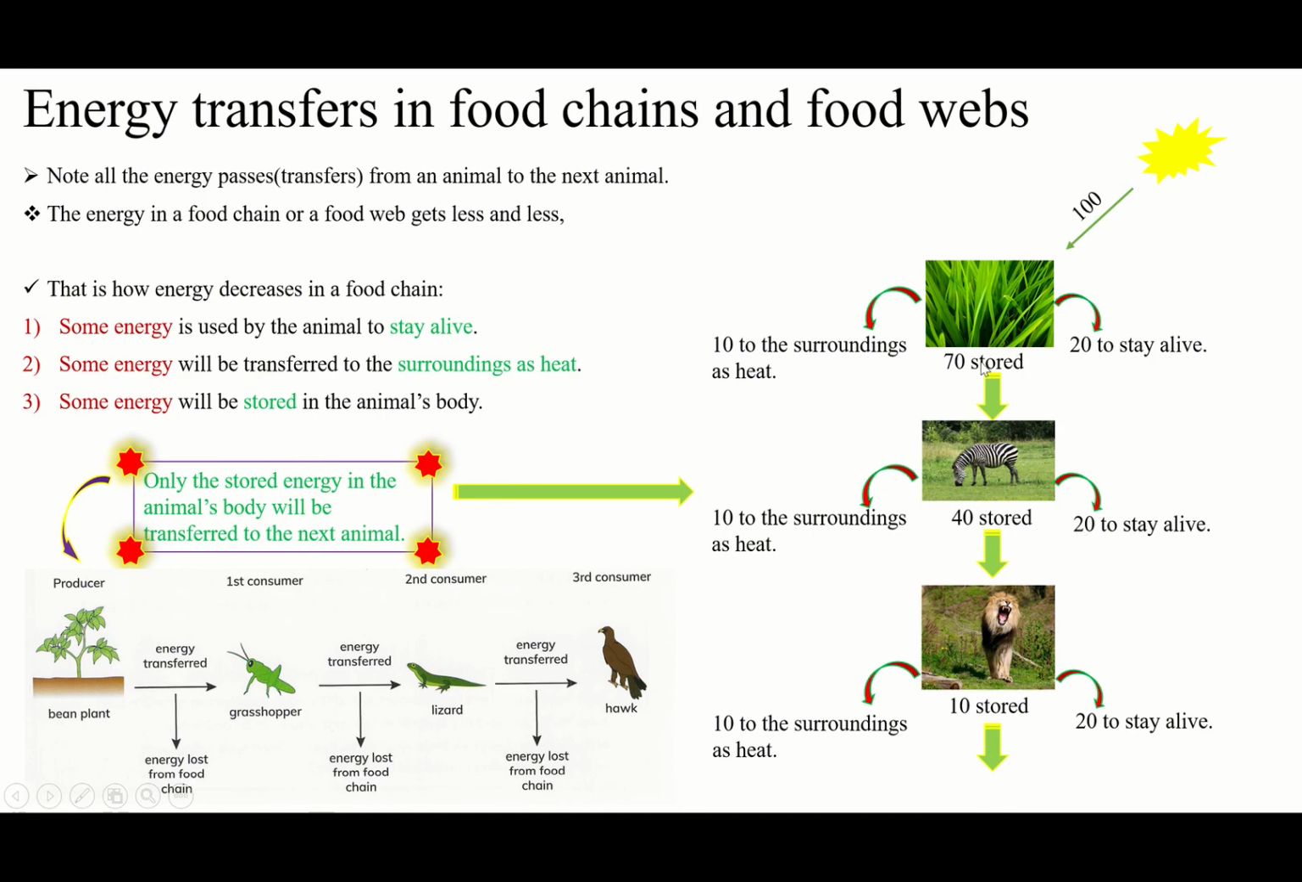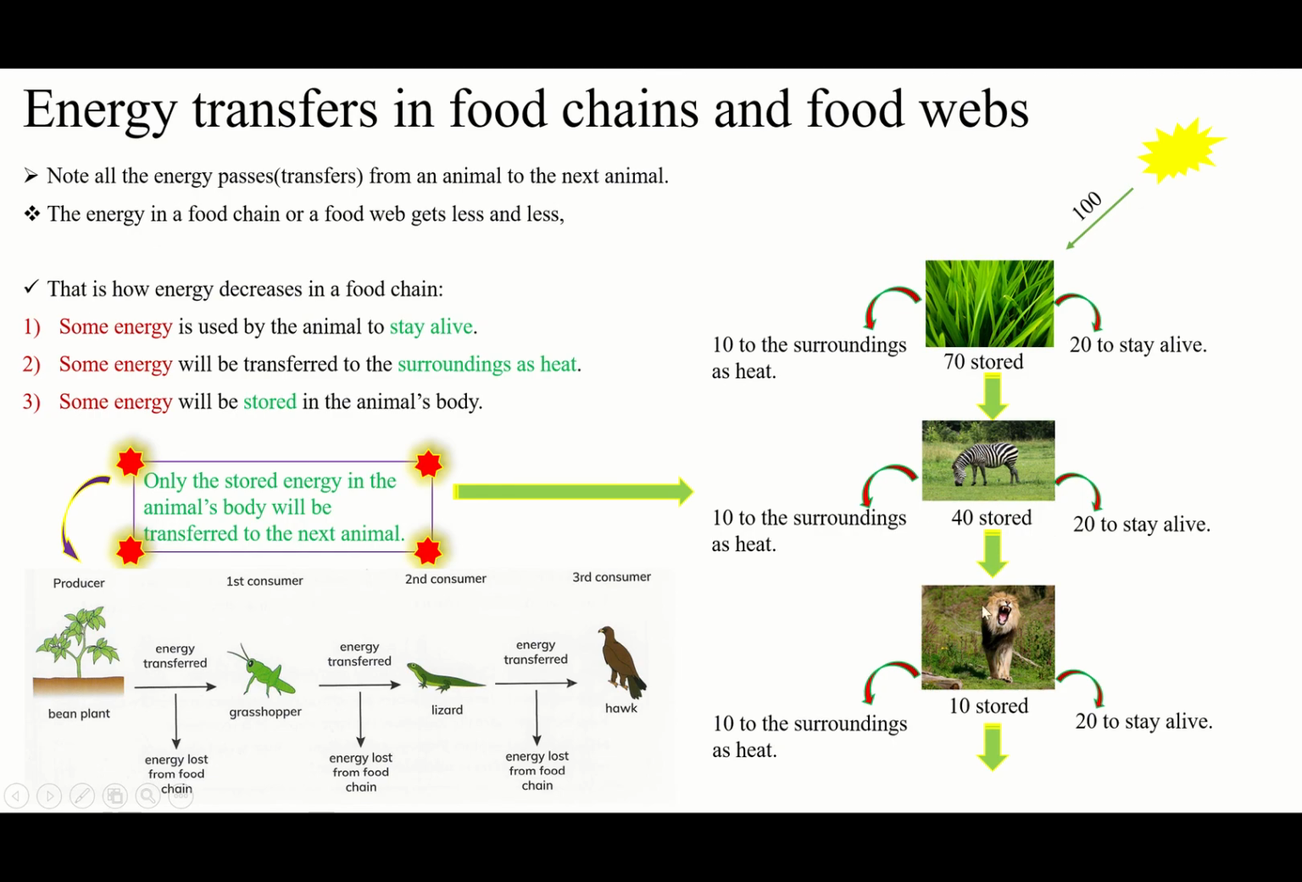The zebra will get 70 energy, 20 for staying alive, 10 for the surroundings. It means 30 gone, 30 lost. How much left? 40. It means 40 energy is going to be stored in the zebra's body.